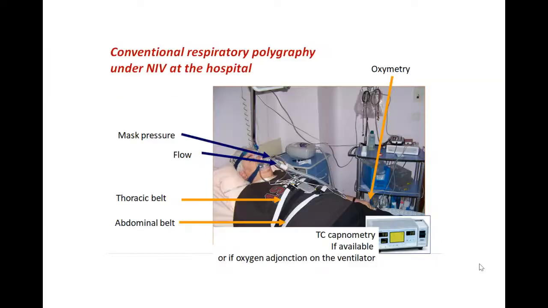So far, polygraphy under NIV is considered the gold standard for monitoring non-invasive ventilation, with at least, of course, mask pressure monitoring, flow, thorax and abdominal movements, oximetry, and transcutaneous CO2 if available, or if oxygen is added on the ventilator. Using a pneumotachograph needed an admission to the hospital.